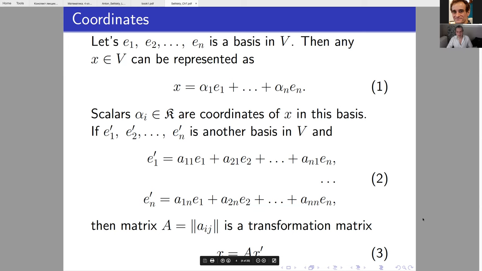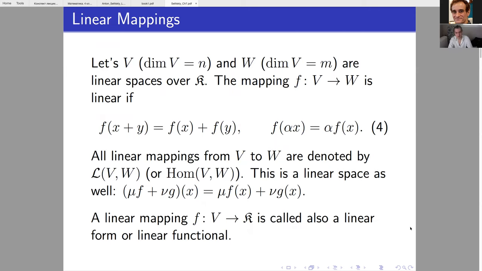And formula three represents the connection of the coordinates of vector X in old and new bases. If we want to find coordinates of X prime, we should just multiply by the inverse of A. And later we will see that the inverse is the same as the transpose in the case of orthonormal bases.